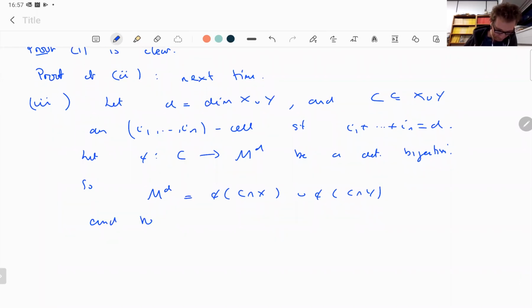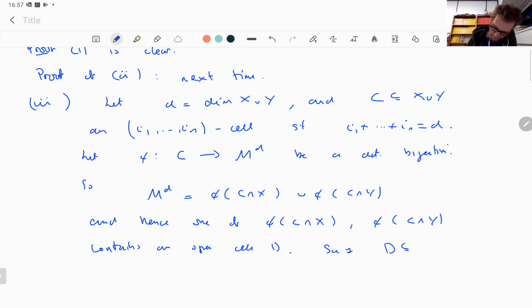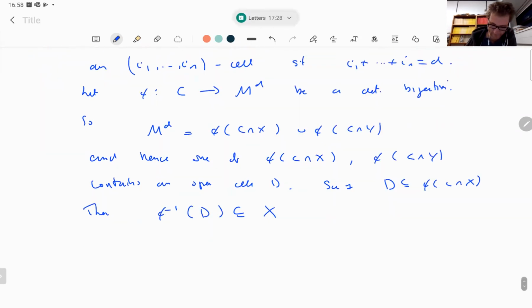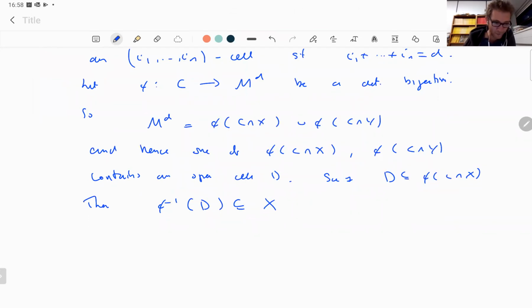And hence one of phi of C intersect X, phi of C intersect Y contains an open cell D. So let's say D is contained in phi of C intersect X. Well, then phi inverse of D is contained in X. By part 2, which we'll prove next time, phi inverse of D has dimension D. Well, it's the dimension of D, which is D.